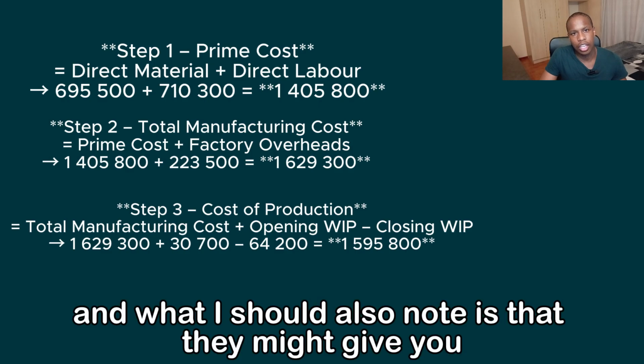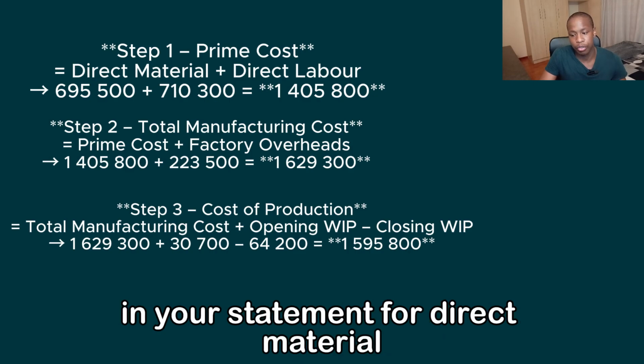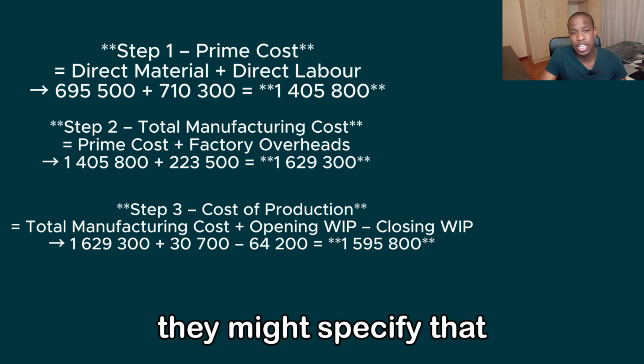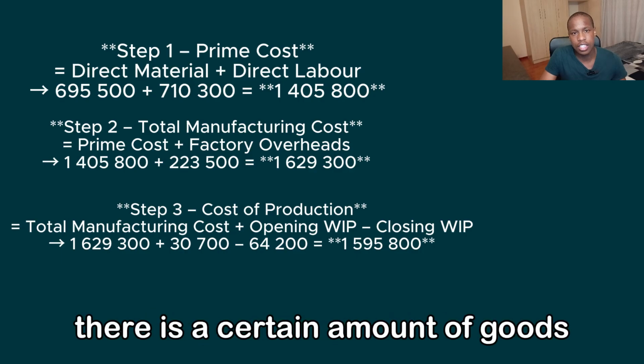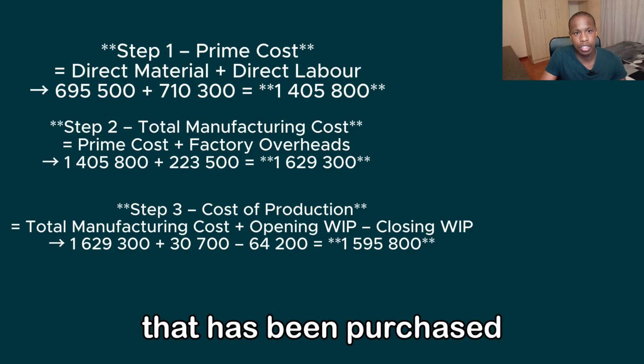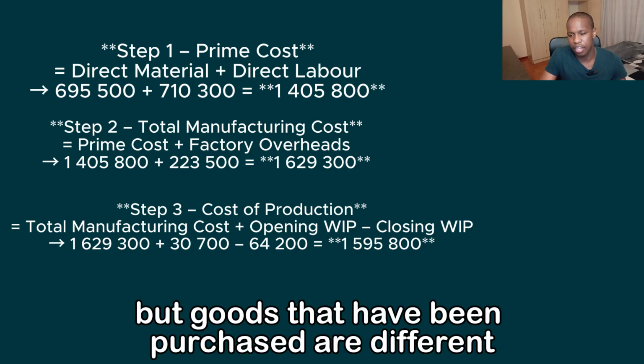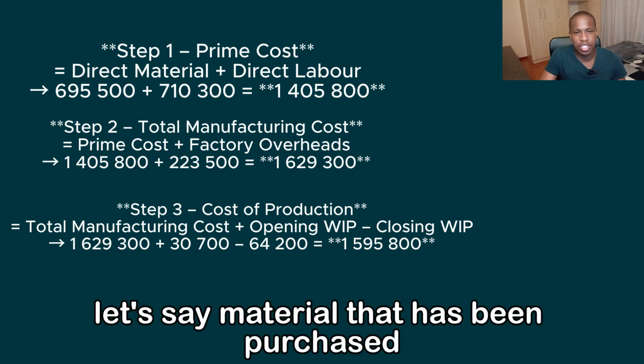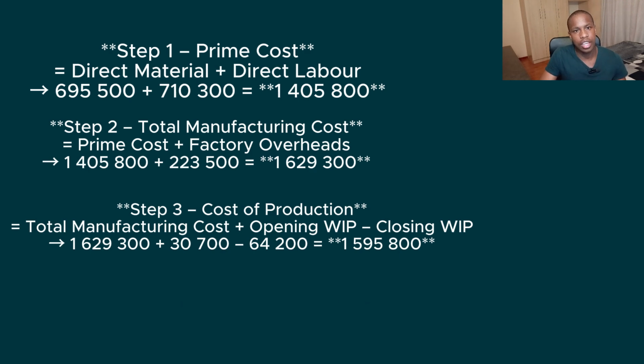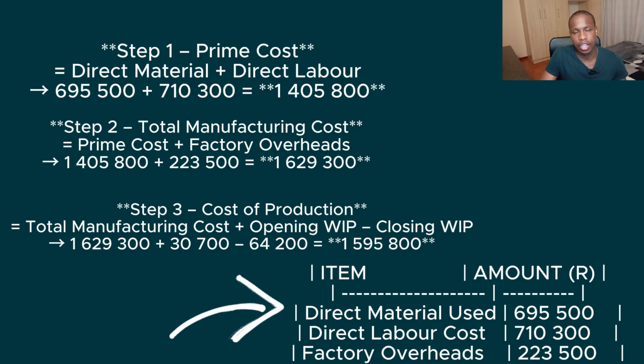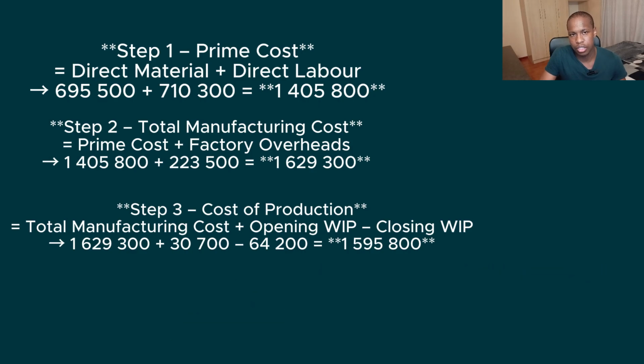And what I should also note is that they might give you in your statement for direct material, they might specify that there is a certain amount of goods that has been purchased, but goods that have been purchased are different. Let's say material that has been purchased is different from material that has been used. In your manufacturing statement, you only account for material that has been used.